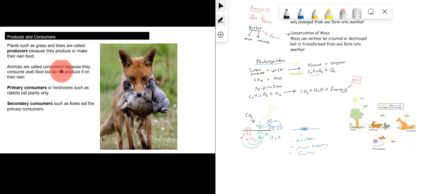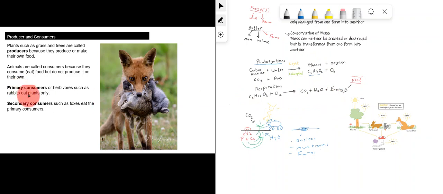Animals are called consumers because they consume or eat food but do not produce it on their own. So we are consumers and other animals are consumers, like this fox here, or like the rabbits that are in its mouth. Why are they consumers? Because they have to consume either plants or other animals to get the glucose in order to carry out respiration and get their energy.